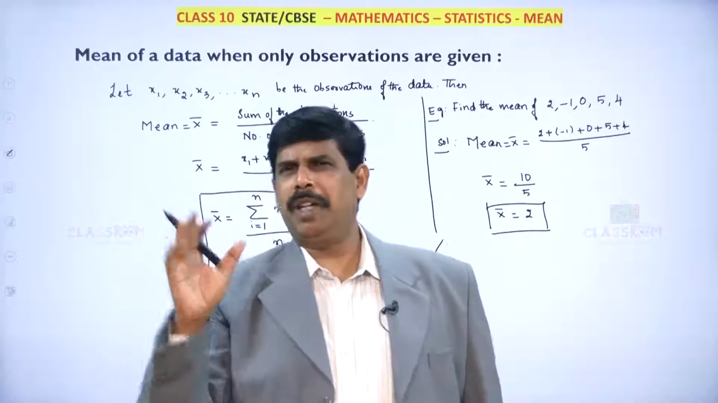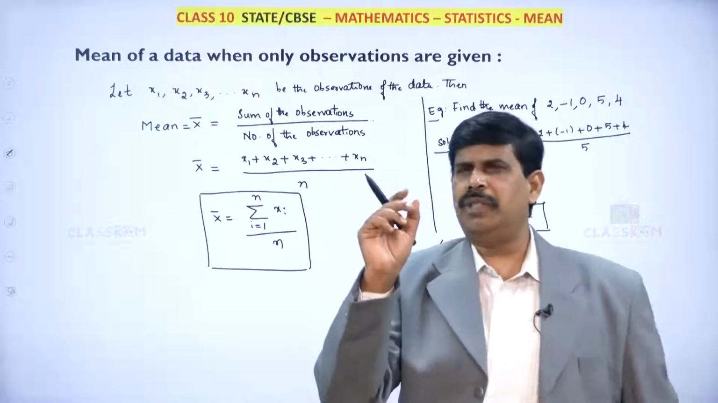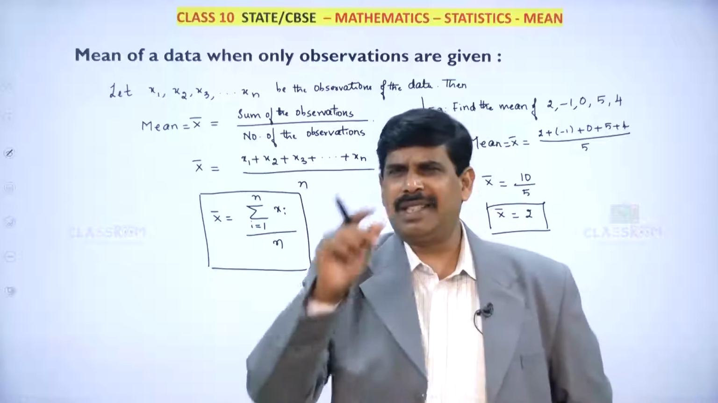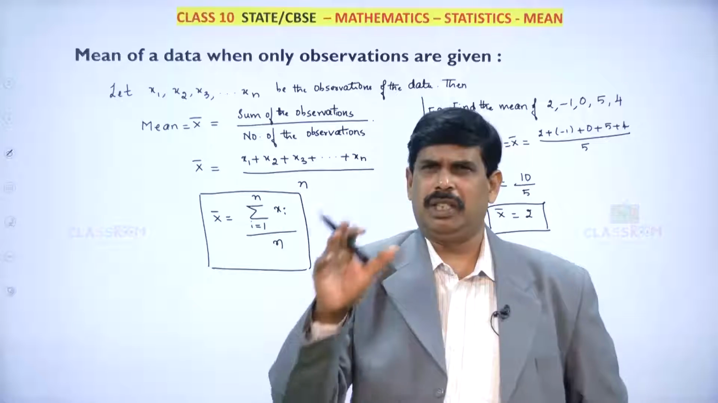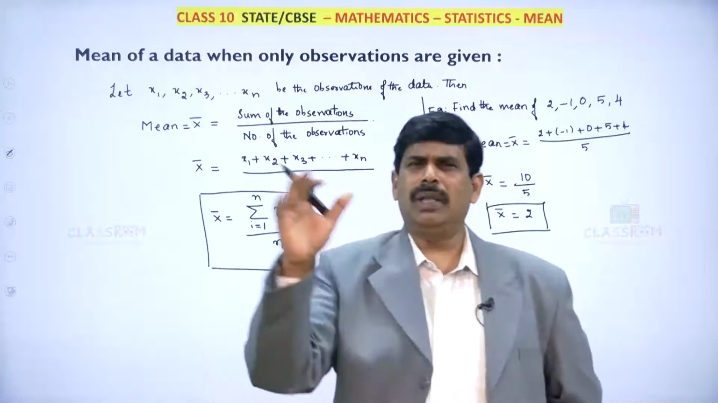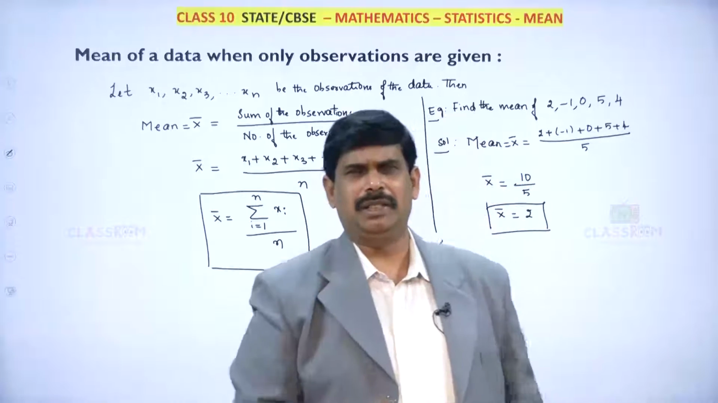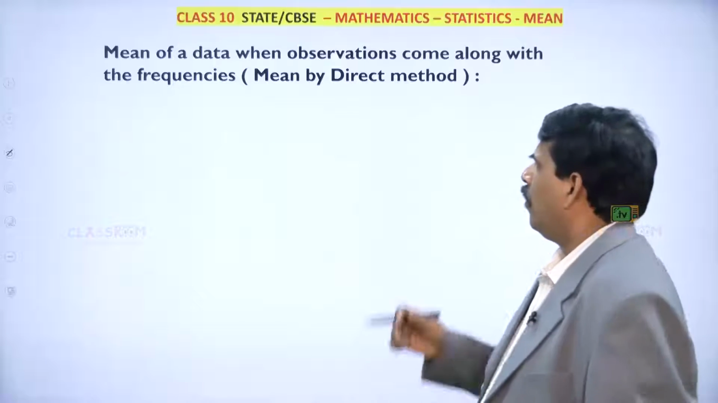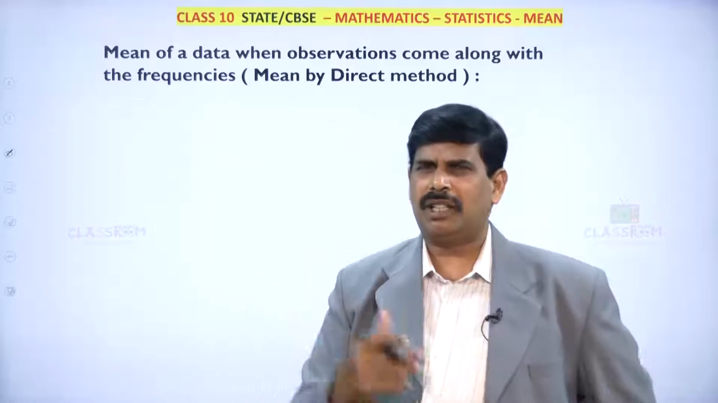So what do you mean by mean when only observations are given? How do we get the mean? The sum of the observations by number of observations. You should add all the values, and that is divided by the number of observations. Is it clear, children? So now we learnt the mean when only observations are given.